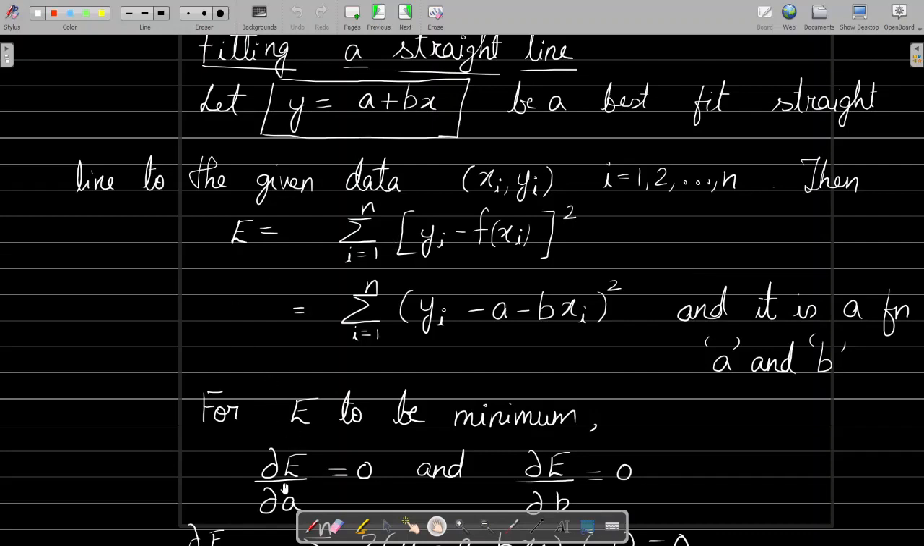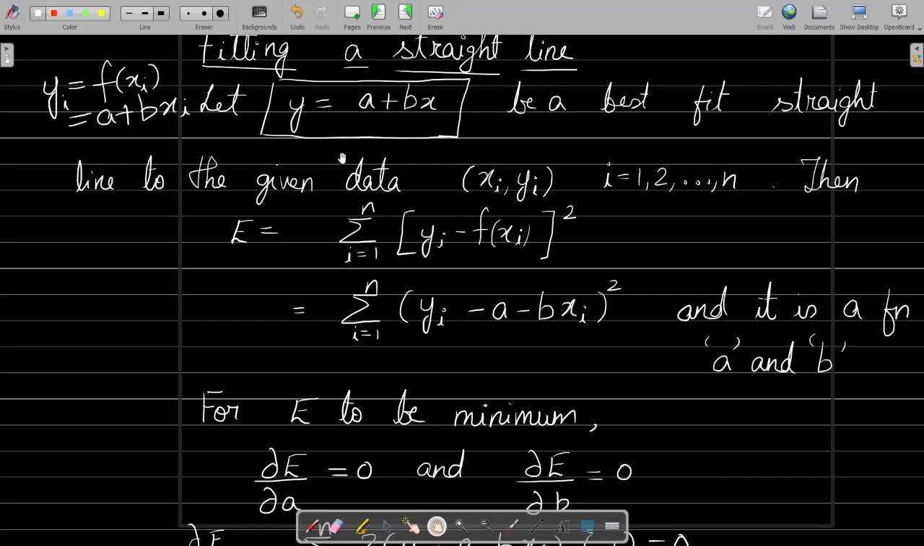In general, we are trying to fit a curve of the form y equal to f of x. Here f of x is a straight line a plus bx. So yi will be equal to f of xi, which is a plus b into xi. We have just substituted that here. Now, according to the principle that we discussed, we are going to solve for this.